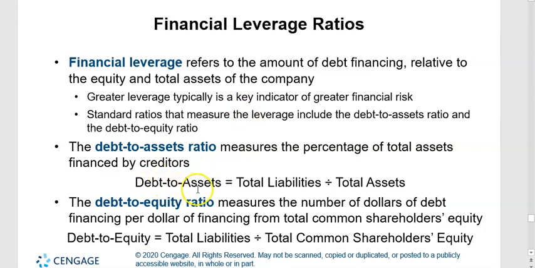So there are a couple of different ratios that we're going to look at. One is debt to assets, and it's just what the term says. It's the total liabilities divided by total assets. And this shows us how much of our assets are financed by debt. All right, debt to equity is basically a comparison between the total liabilities and total common shareholders' equity. Notice it's common shareholders again.